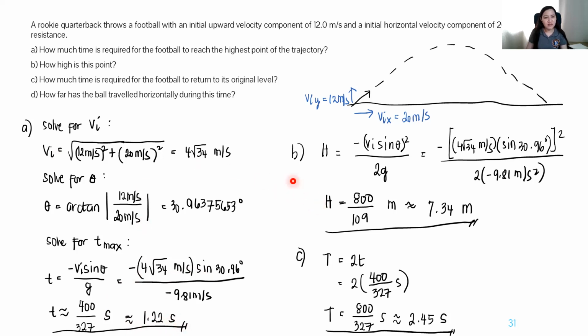And then letter B, the maximum height, of course, we just use the formula again, substitute the values. So initial velocity, the launch angle, and the acceleration due to gravity. So we'll be able to come up with 7.34 meters. The time of flight, you can just multiply your answer in letter A by 2. That would be the time required for the football to return to its original level.